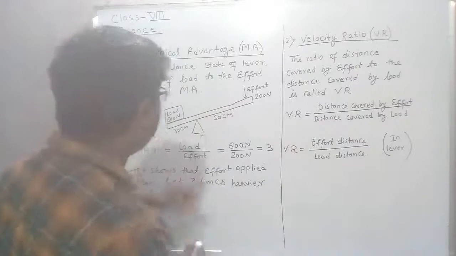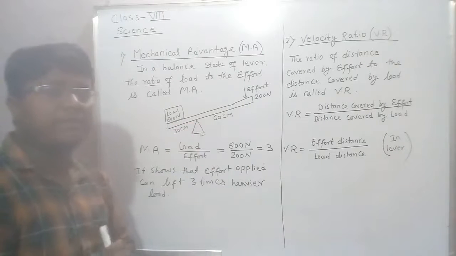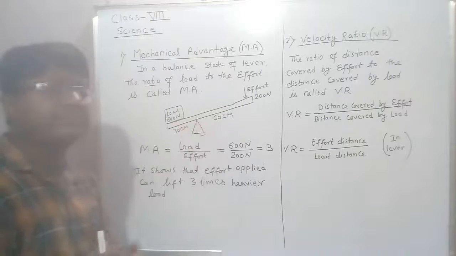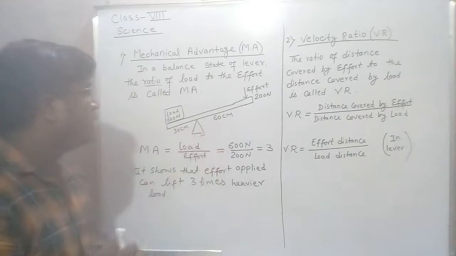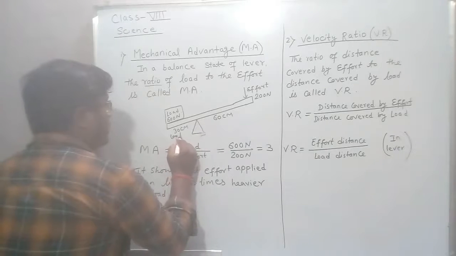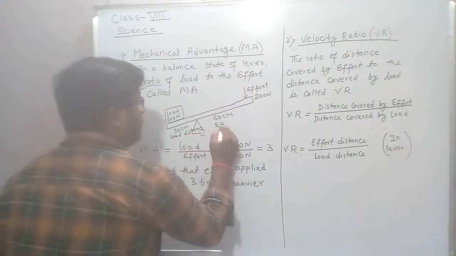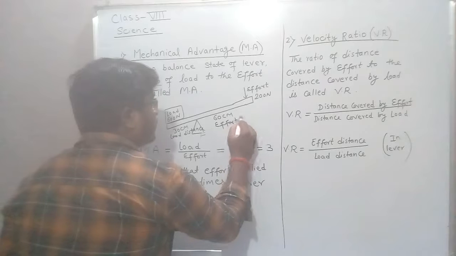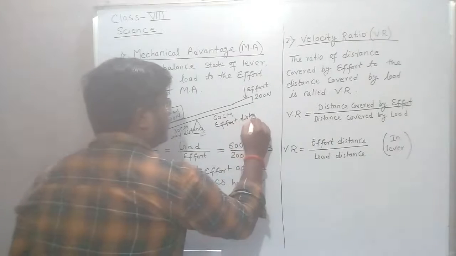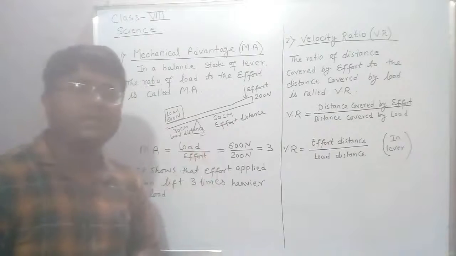So for this lever, for this condition, what is the velocity ratio? Can you tell me? For this condition, your load distance is this, the load distance, and this is your effort distance. It can also be taken as load arm, and this as effort arm.